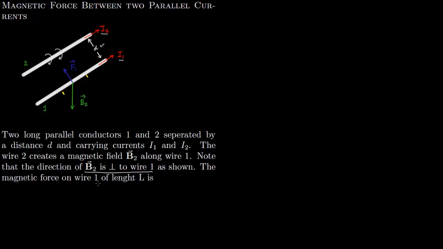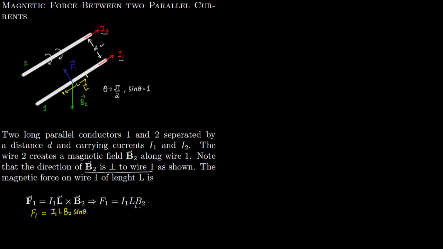So the magnetic force on wire 1 of length L, so you fix a length L, and as you know, the length vector points in the same direction as the current. Then the magnetic force is given by this formula. F1 vector is equal to I1 times L vector cross the magnetic field vector. In terms of magnitude, F1 becomes I1 L B2 sine theta. And we have just talked that this theta here is 90 degrees or pi by 2 radians. So sine theta becomes 1, and F1 becomes I1 L B2.